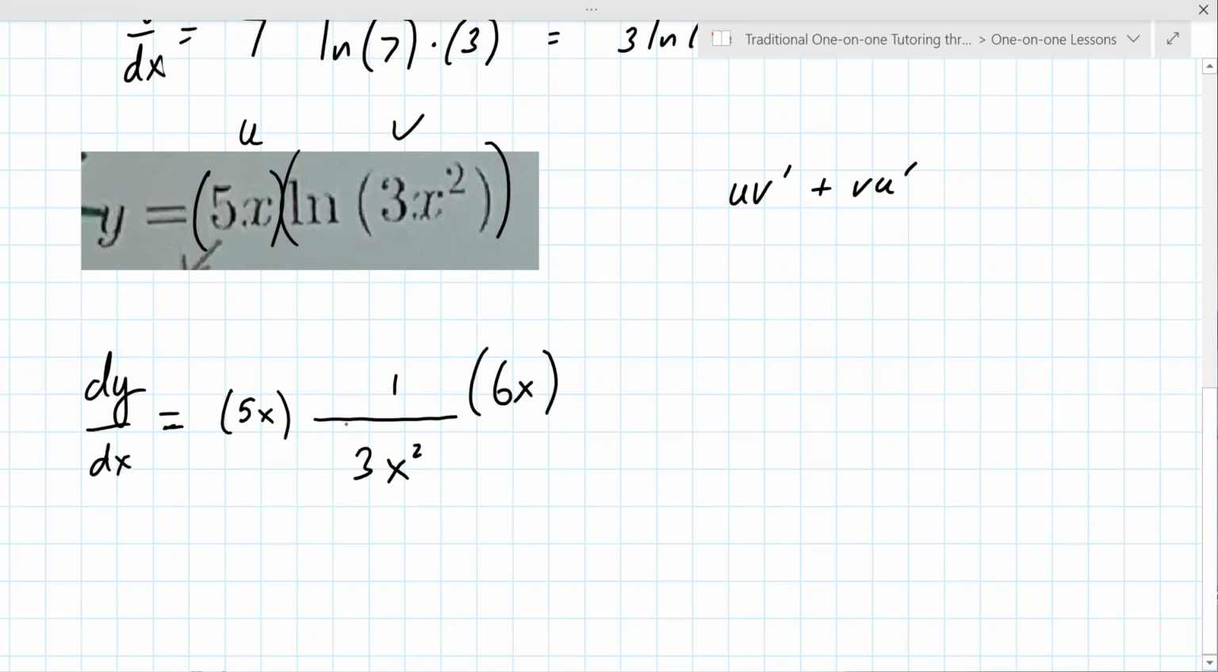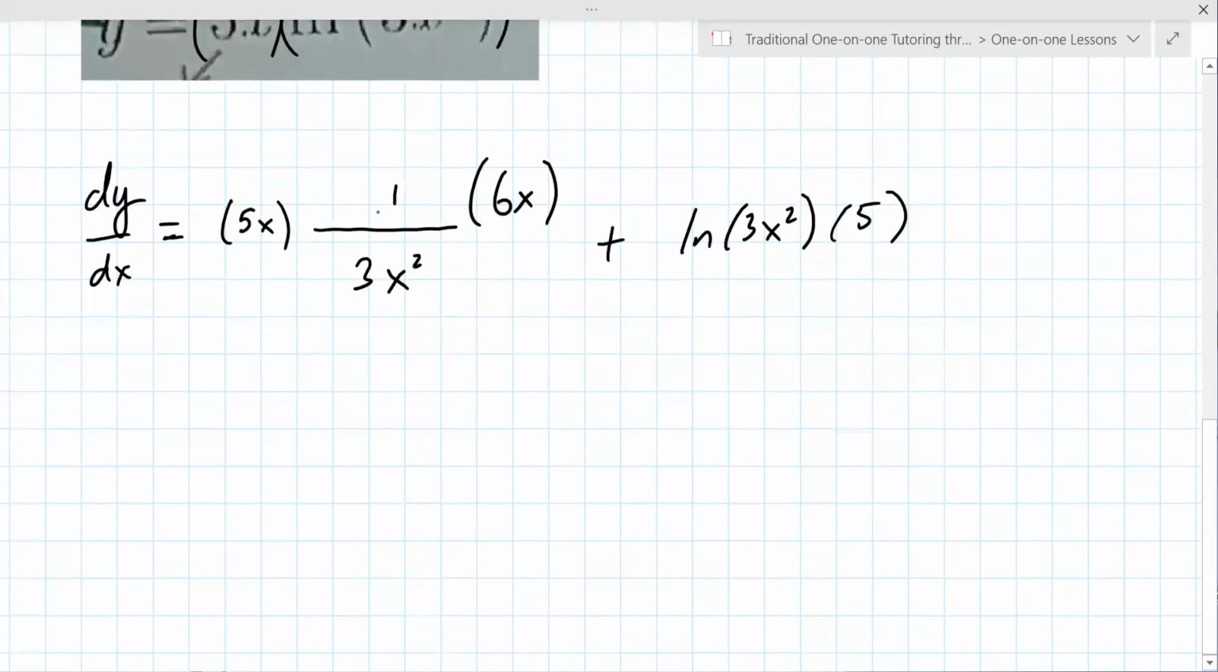So there's a lot that's going to simplify here. Plus, keep the second times the derivative of the first, u, which is just 5. Okay, so on the left here, this ends up being 30x squared over 3x squared, which ends up being 10. And then on the right, it's just 5 natural log 3x squared.